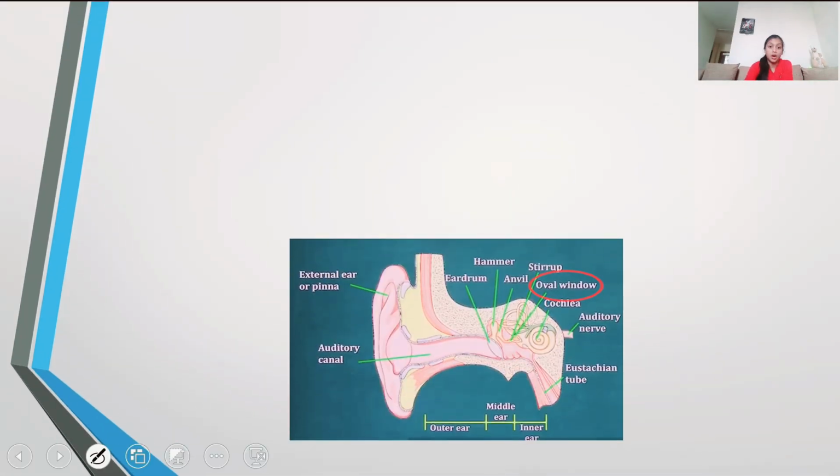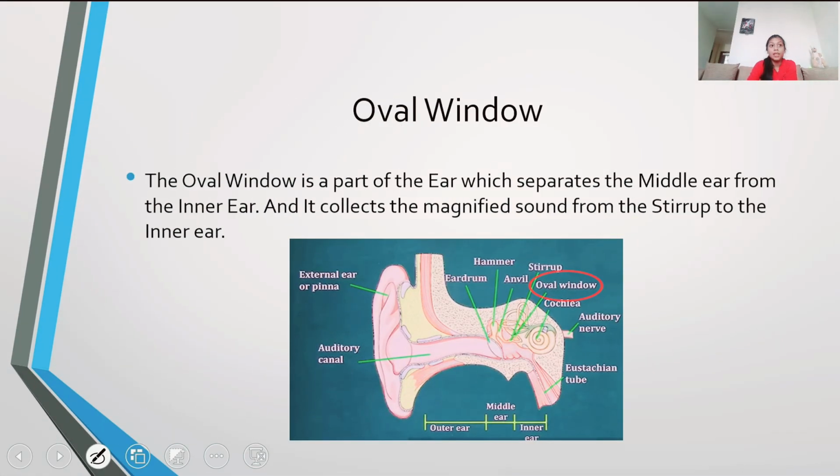Okay, let's move on. So we have the oval window now. Now this oval window will separate the middle ear from the inner ear. The oval window is a part of the ear which separates the middle ear from the inner ear, and it collects the magnified sound from the stirrup to the inner ear. For example, over here you can see this is the oval window. Now when the sound is magnified, it will go through the oval window and transfer to the inner ear. Over here there are the bones, the hammer, anvil, stirrup. From this oval window the magnified sound will transfer to the inner ear.